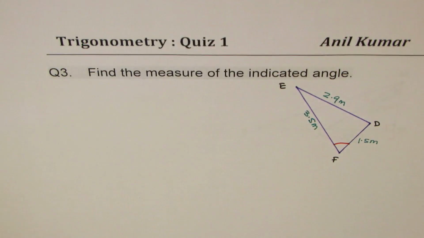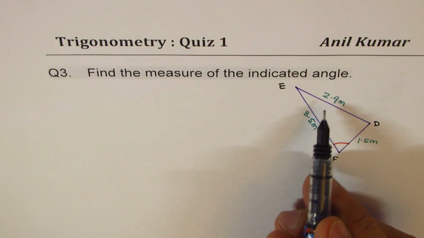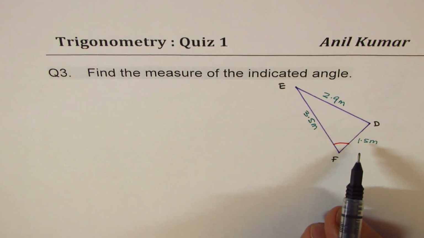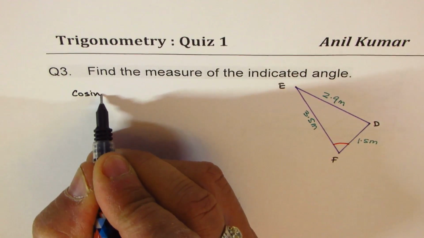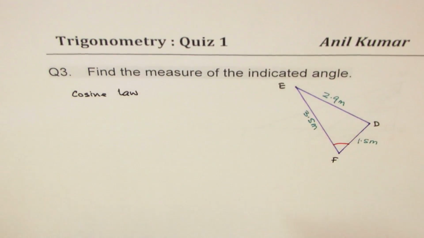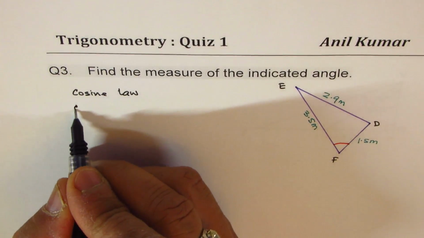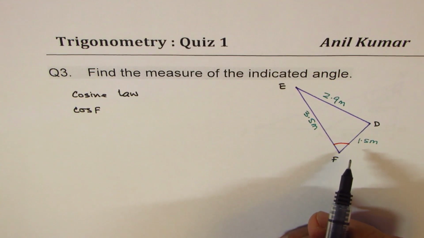Okay. Question number 3 here is find the measure of indicated angle. Now in this particular case, we are given 3 sides. So if 3 sides are given to us, in that case, we have to apply cosine law to find the angle. So you can write cos of F. That is what we have to find.